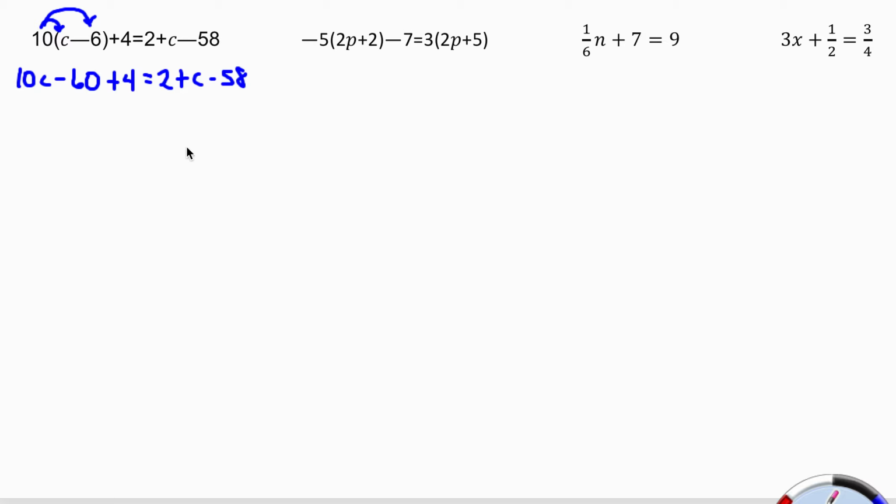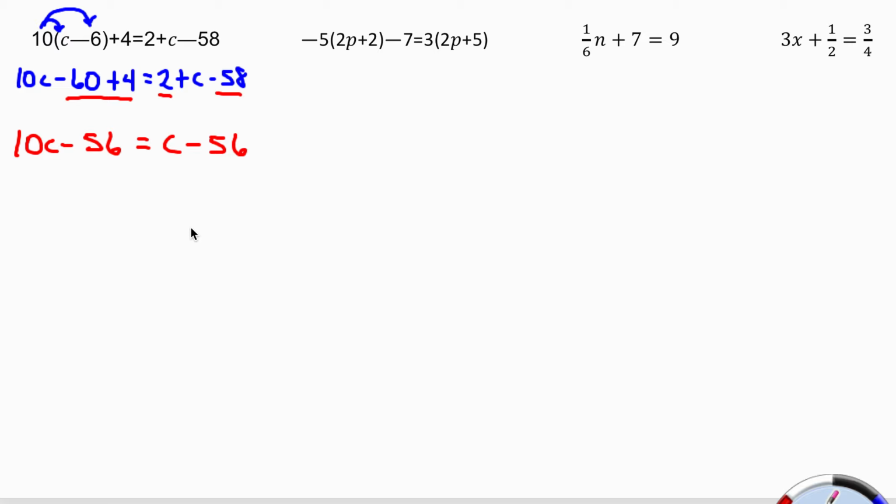Now, anything that you can combine on each side, any math you can do. Okay, so 10c, I don't have another c, but these are just numbers. Signs are different, means minus. 60 minus 4 is 56. Keep the sign in front of the big one. Okay, I don't have another c, so that'll stay. But these are numbers. Signs are different, means minus. 58 minus 2 is 56. Keep the sign in front of the big one.